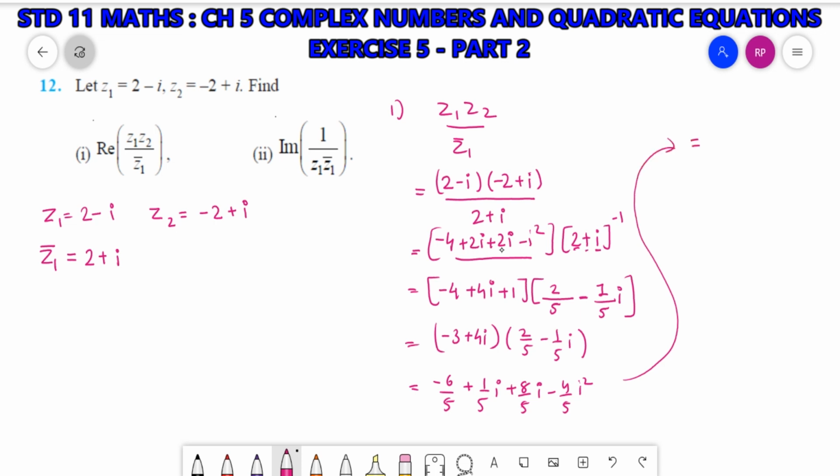This will be equal to minus 6 by 5. Now here it's i squared, that is minus 1, so it will be plus 4 by 5. Minus 6 plus 4, that will be equal to minus 2 by 5, plus 1 by 5i plus 8 by 5i, that will be 9 by 5i. So this is the real part and this is the imaginary part. So the real part of Z1 Z2 upon Z1 bar is equal to minus 2 by 5. Clear? This was about the first part of question number 12. Just note it down.